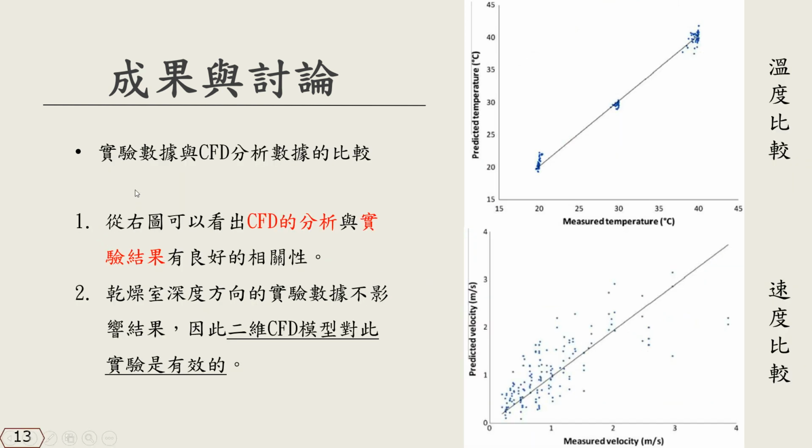The results of statistical analysis show good correlation between the predicted CFD and the experimental data, and analysis of experimental data over a duration of days of the dryer chamber did not show significant variation, so the 2-dimensional CFD model was propitious for this study.